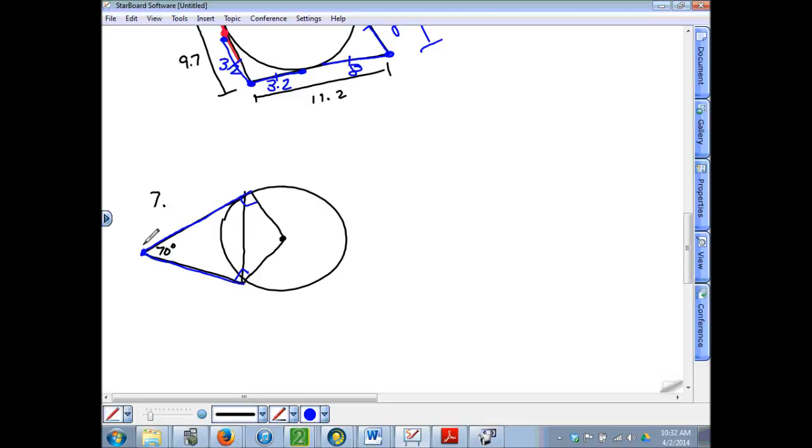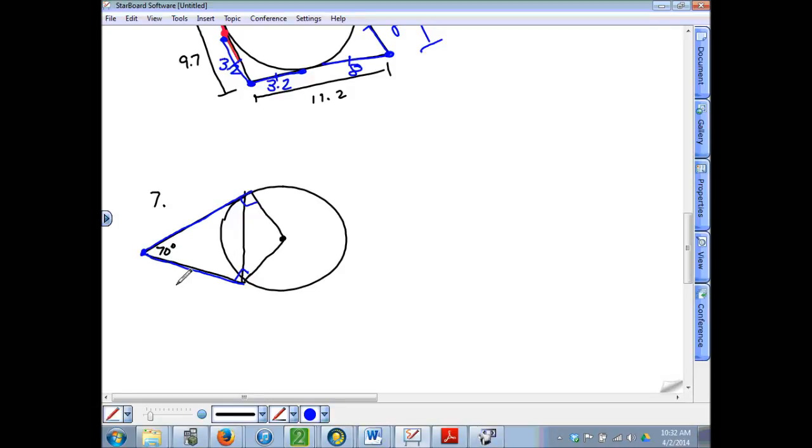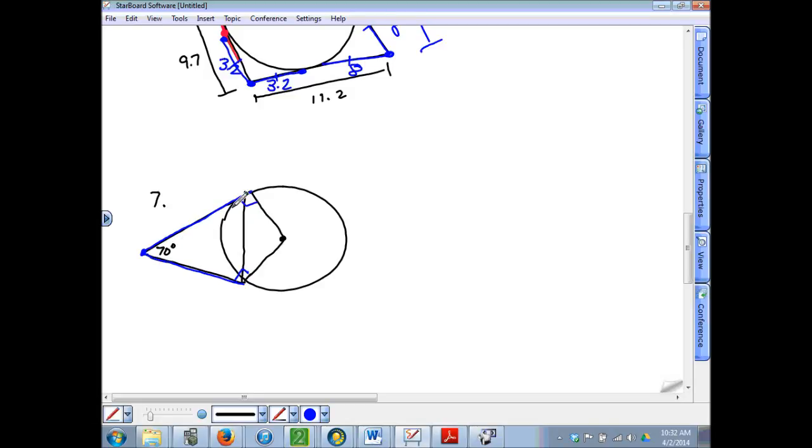I mentioned this briefly, but I'm going to mention it again. If a shape has 4 sides to it, the sum of all the angles inside is 360. Let me repeat that. Does this shape have 4 sides? Yes. If you add up all the angles of a 4-sided shape, what's the sum of all the angles? 360. So we already know 3 of the angles. This is 90, that's 90, that's 70.